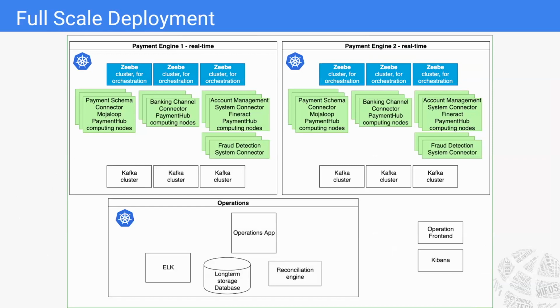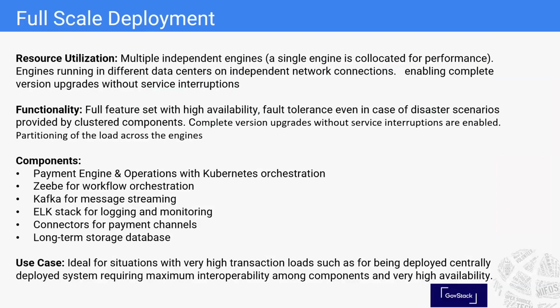The full-scale deployment has much better availability and lots of disaster recovery points. It has multiple real-time engines working simultaneously, so it is always available. You can see it here: it has multiple independent engines working. So it is a full feature set, and with high availability, there is much better fault tolerance in case of disaster scenarios, because it can also be geographically distributed, so you can rely on it more. Again, the components, as you can see, are all there.